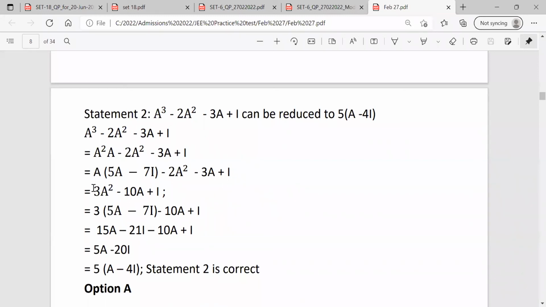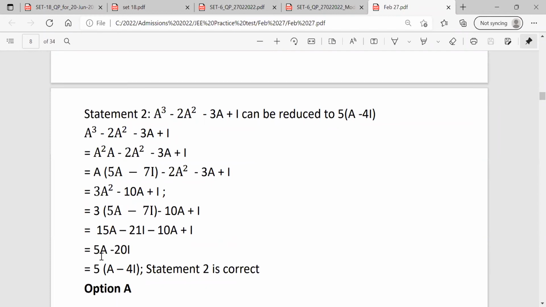Now, once again, I'm going to substitute the value of A square as 5A minus 7I. So 3 multiplied by (5A minus 7I) minus 10A plus I. So I have 15A minus 21I minus 10A plus I.